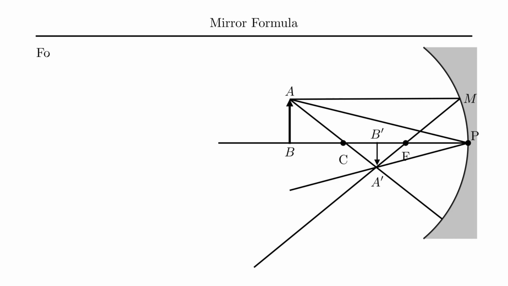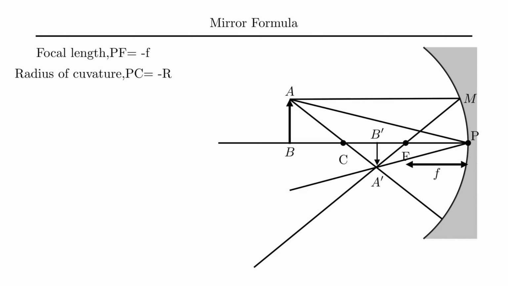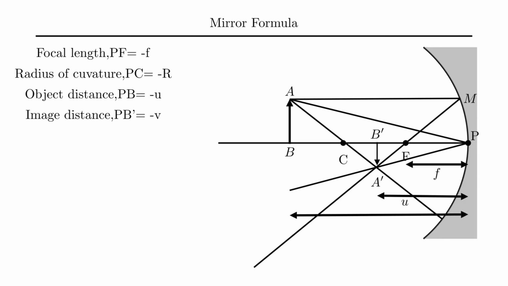Now using the sign conventions, focal length is FP and lies left to the pole. Therefore, it is equal to -f. Similarly, the radius of curvature PC equals -R. The object AB also lies left of the pole. Therefore, the object distance, that is PB, equals -u. The image distance PB' is equal to -v.